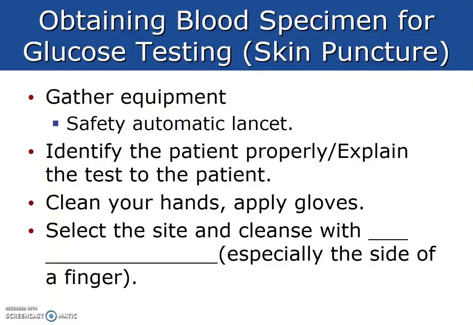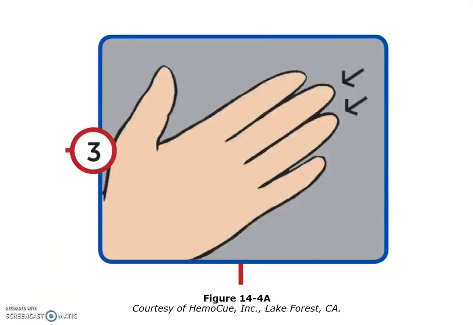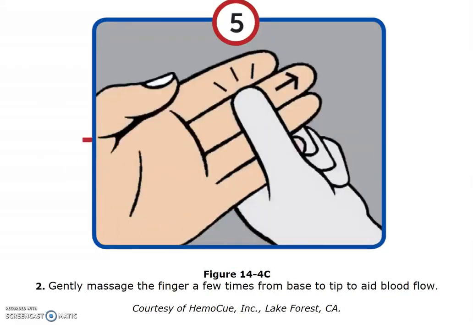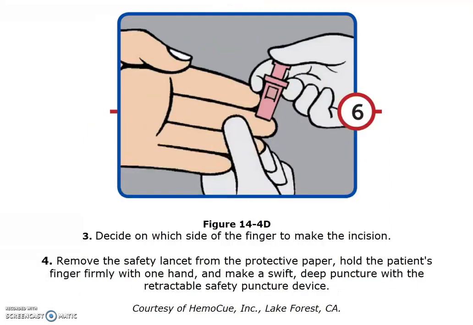This just gives you an idea of the glucose equipment and identification procedure we'd use. We're going to select the site and cleanse with isopropyl alcohol, especially the site of the finger. These next couple images give you an idea. We're going to utilize again that 3rd and 4th finger. We're going to cleanse the skin with alcohol wipe and allow the skin to dry. Gently massage a finger a few times from base to tip to aid blood flow.